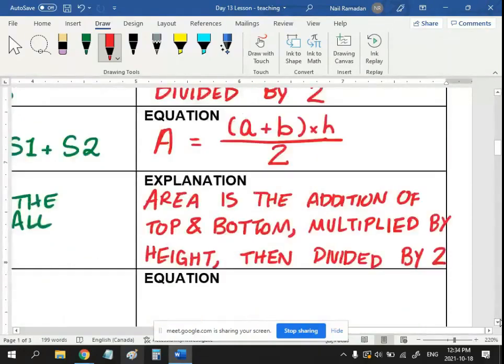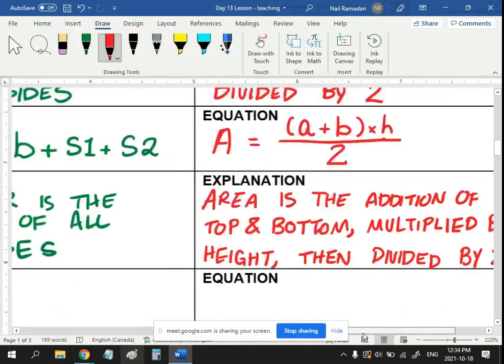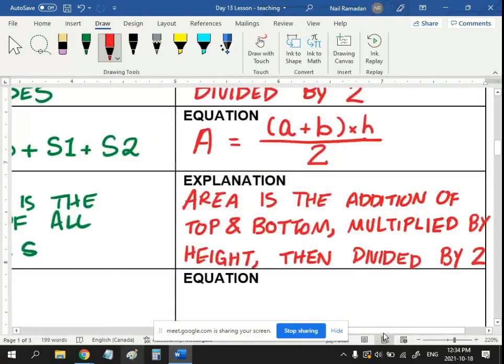So area is the addition of top and bottom multiplied by the height and then divided by the number 2. By the way, the only number we always divide by in these equations is 2. You never divide by 3 or 4 or whatever. Okay. All right. I'll wait. I'll zoom out so you can see both the green and the red together.